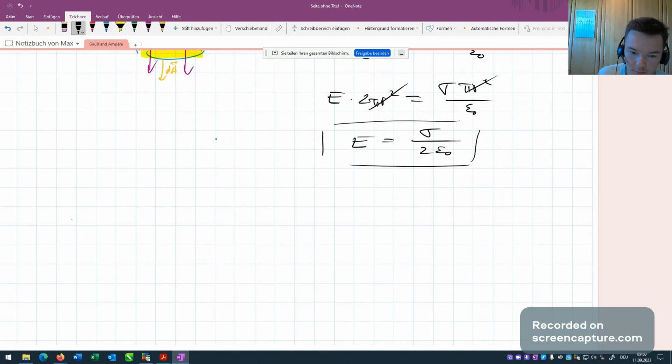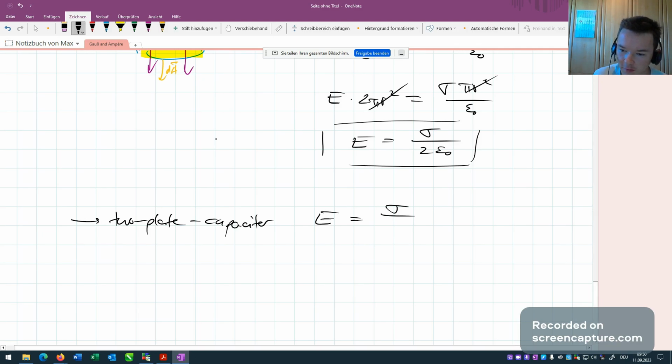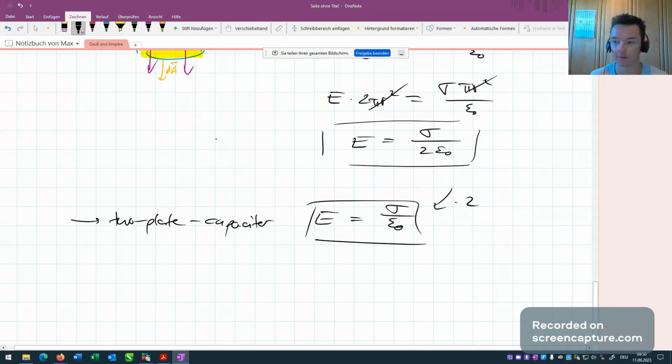So that means a 2-plate capacitor will have an electric field of sigma divided by epsilon 0. So double that one, times 2. Okay, that was it for Gauss's law.